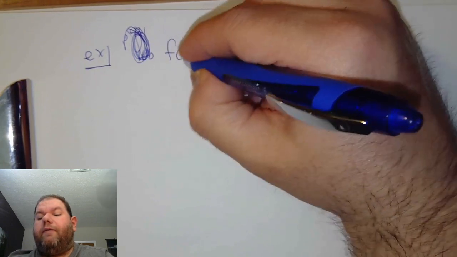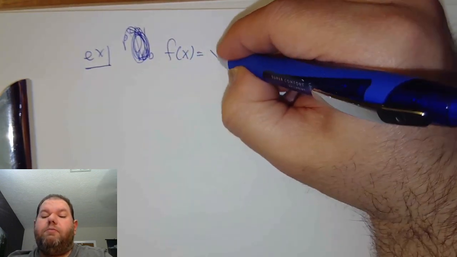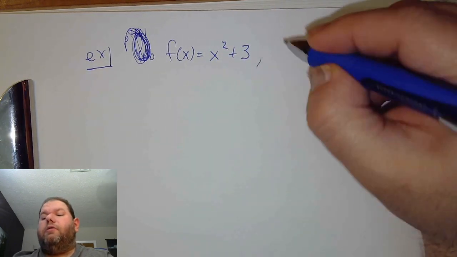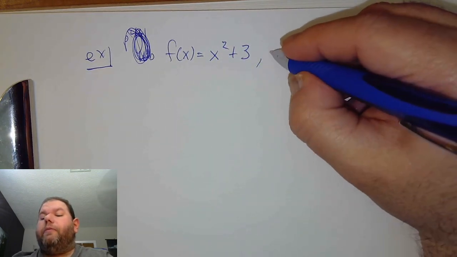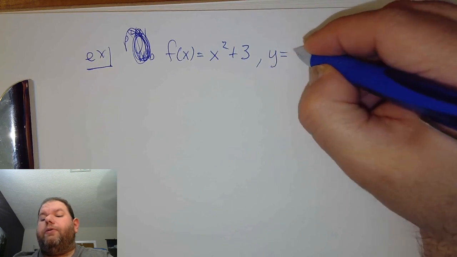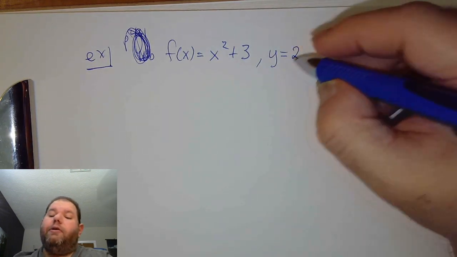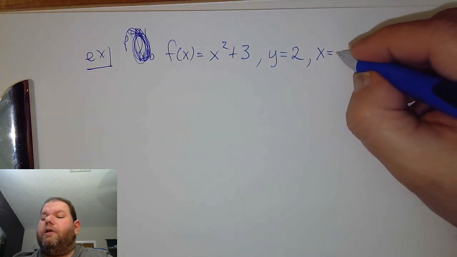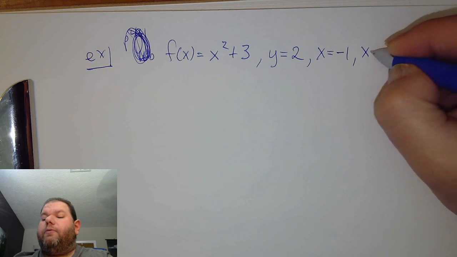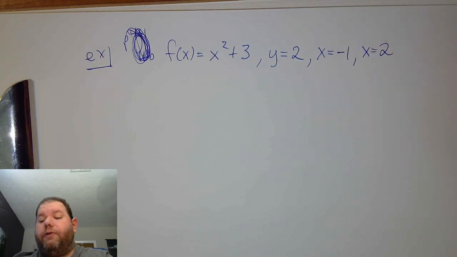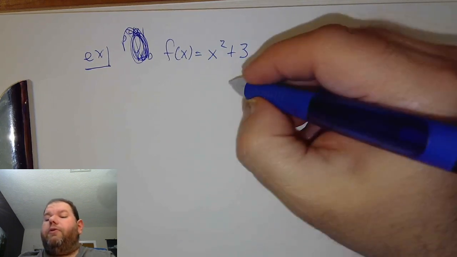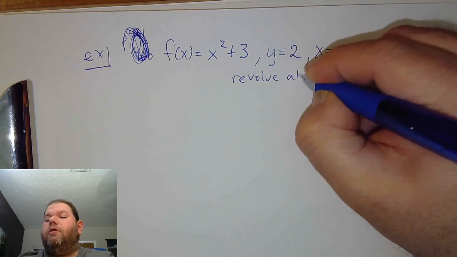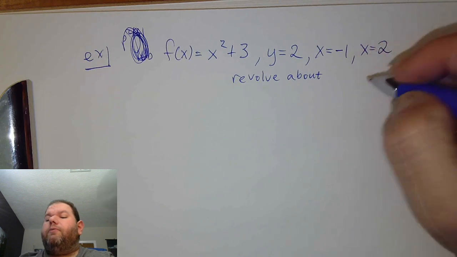Let's say we have f of x is x squared plus 3. We have y equals 2 as a boundary. We also have x equals -1 and x equals 2 as our other boundaries. And we want to revolve about y equals 2.